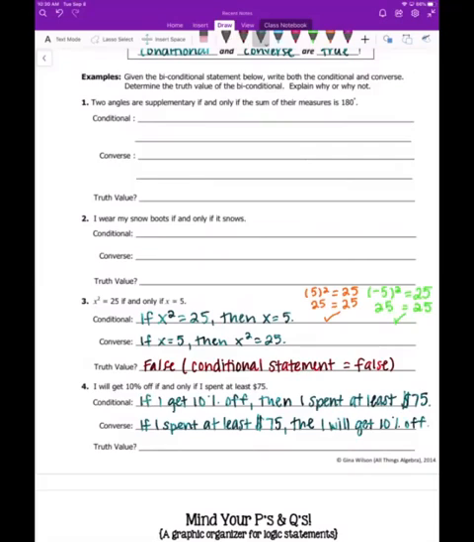Okay, now let's talk about the truth value. Okay, so the conditional statement is, if I get 10% off, then I spent at least $75. Okay, that makes sense. The converse statement is, if I spent at least $75, then I will get 10% off, which also makes sense. So in this case, since both the conditional and converse statements were true, the biconditional statement is going to be true.